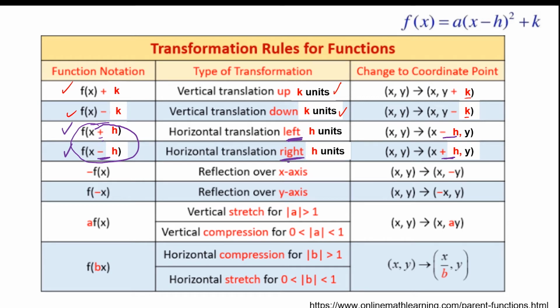Next, if your negative sign is in front of your f of x, that's a reflection over the x-axis. If it is inside the parentheses, that is a reflection over the y-axis. If you have a number in front, your a, if the absolute value of a is greater than 1, it is a stretch, so the function is more narrow. If the absolute value of a is between 0 and 1, it is a compression, so it's wider.